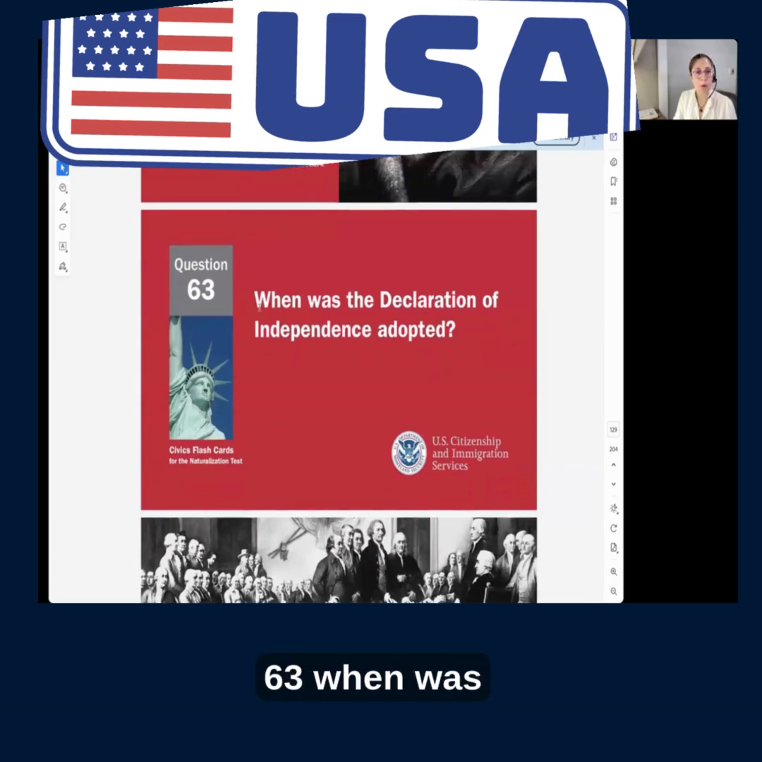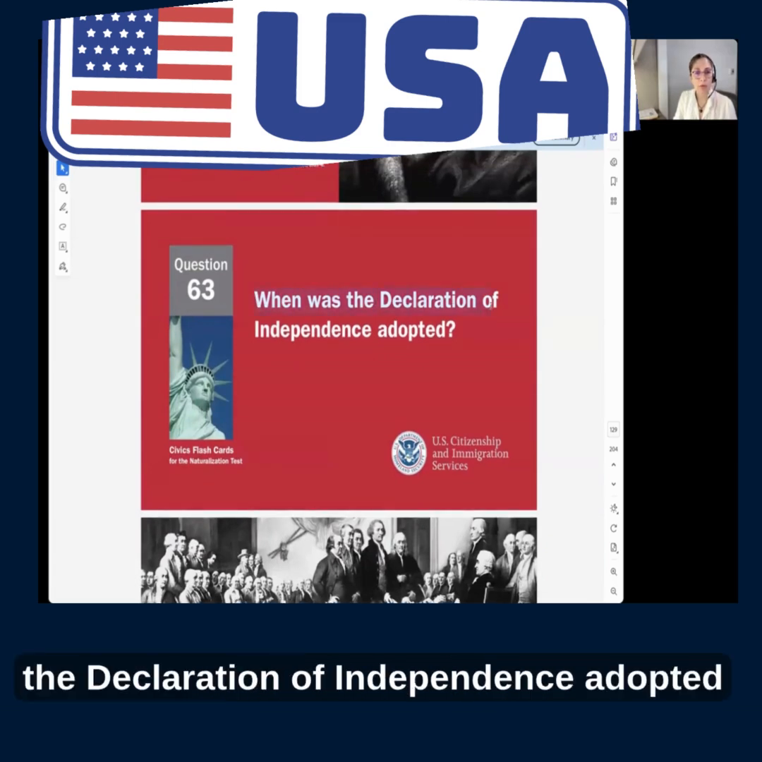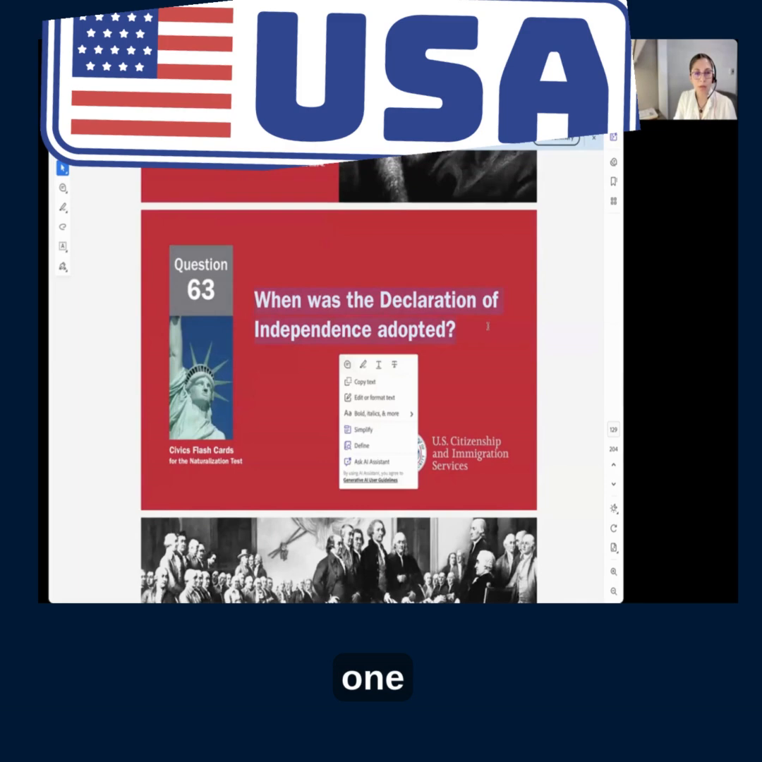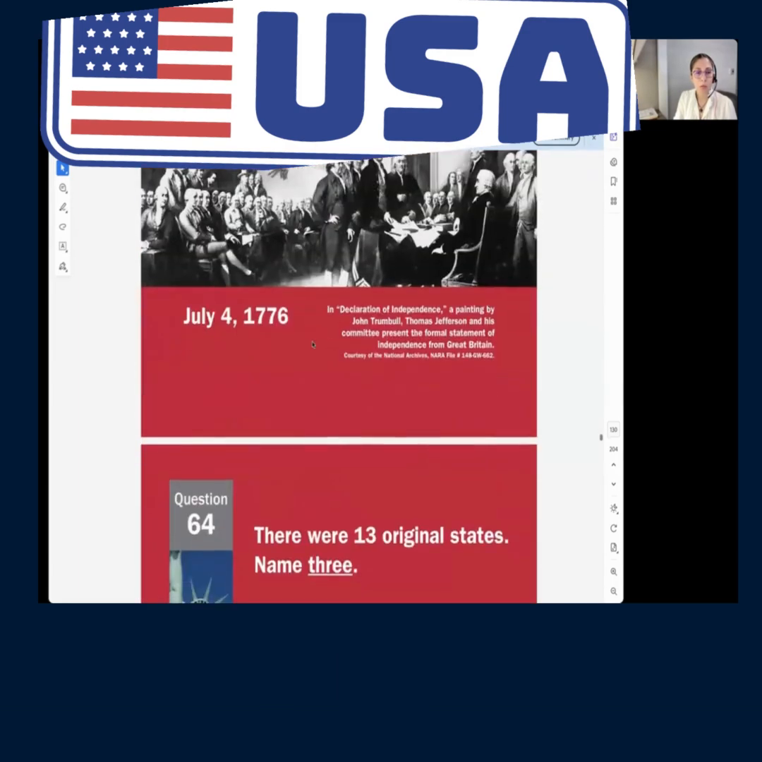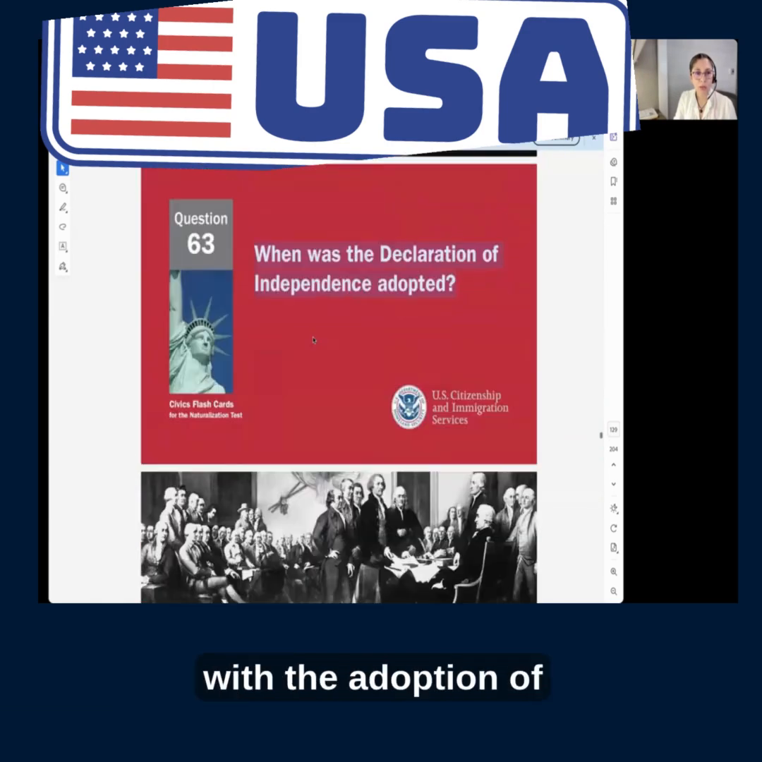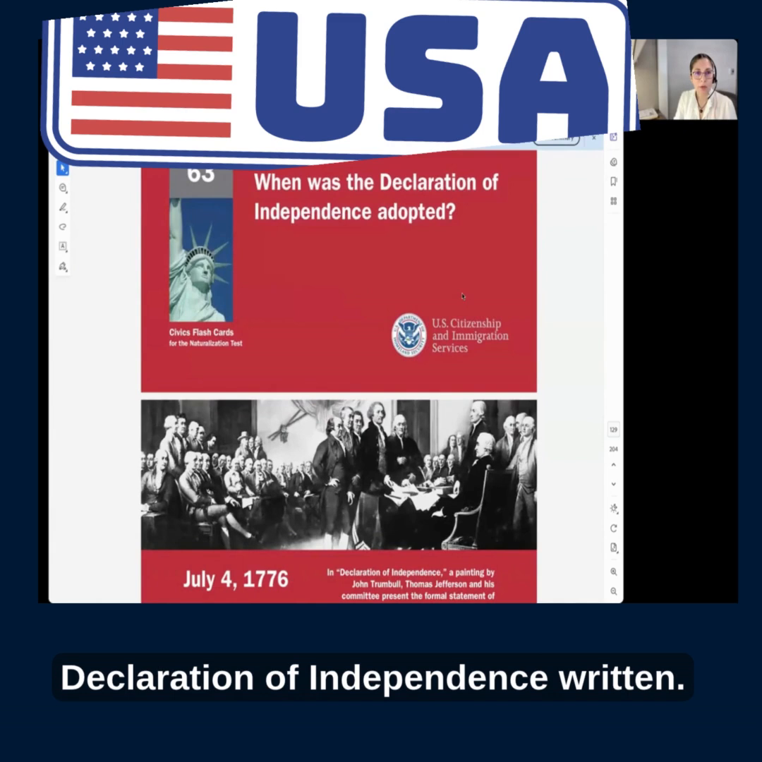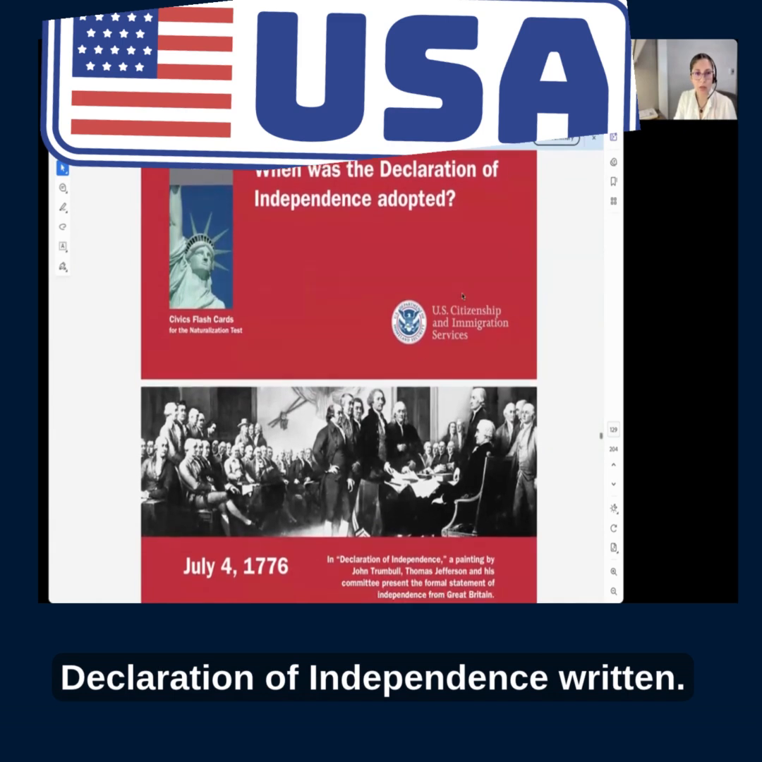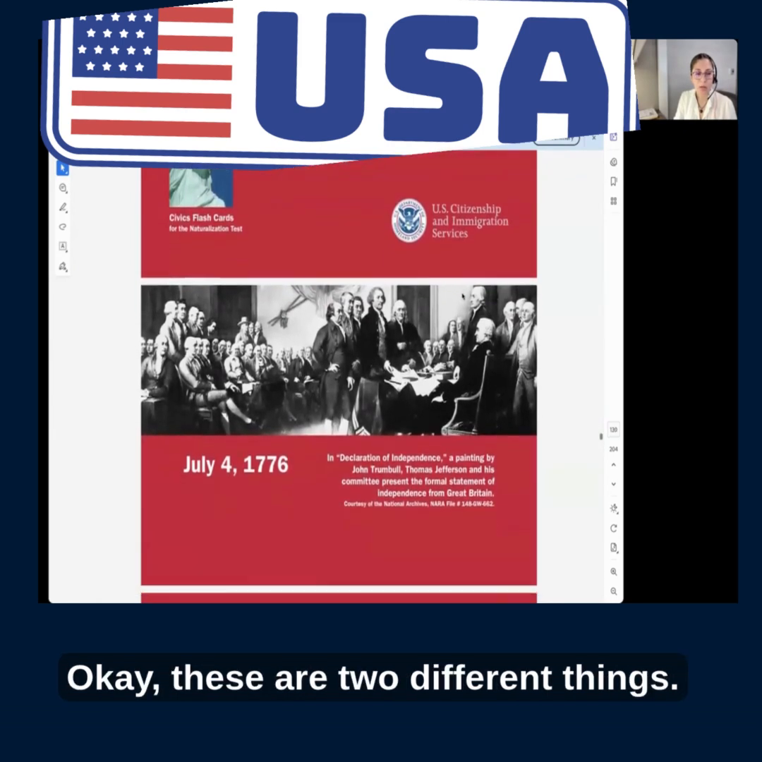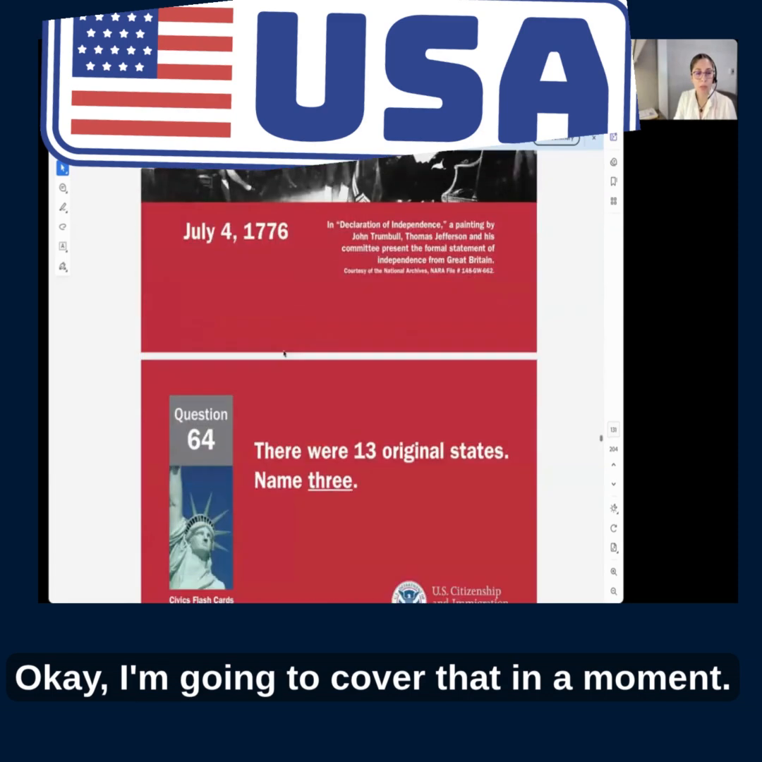Question 63. When was the Declaration of Independence adopted? One possible answer, July 4th, 1776. Don't get confused, students, with the adoption of the Declaration and when the Declaration of Independence was written. Okay, these are two different things. Okay, I'm going to cover that in a moment.